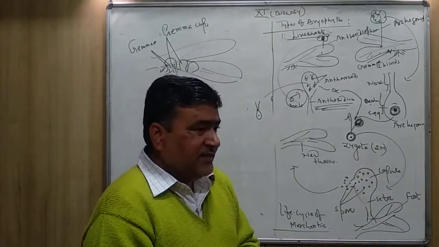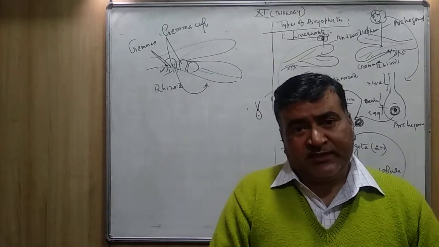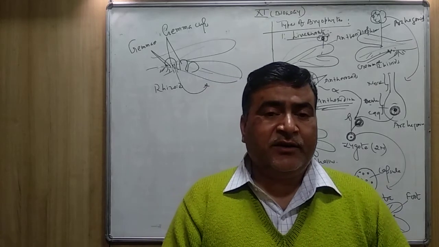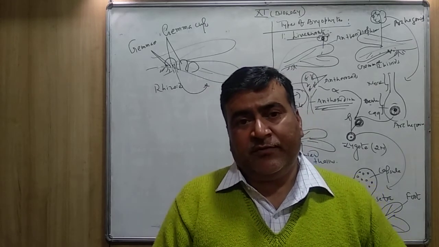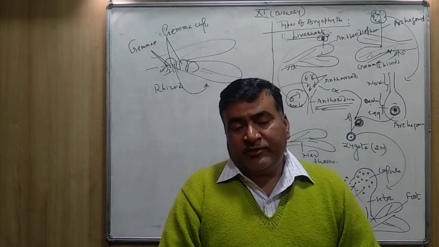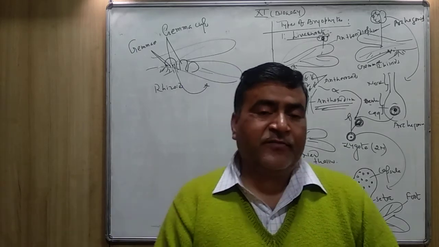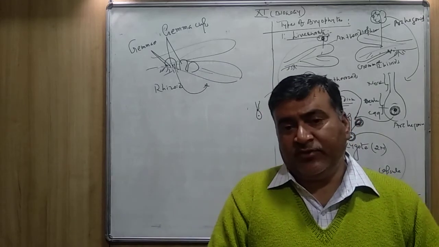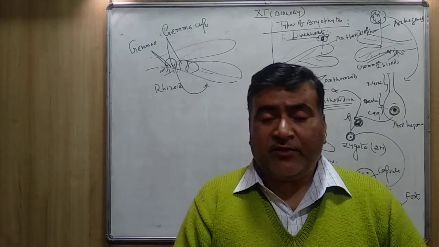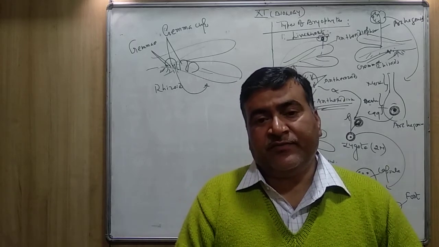Now, regarding fertilization, as you know, it is the process in which the male and female gametes fuse together to produce a zygote. The process of fusion of male and female gametes to produce the zygote is called fertilization. And here, in the case of bryophytes, as I told you, water is needed, water is required. Without water, the process of fertilization doesn't take place.